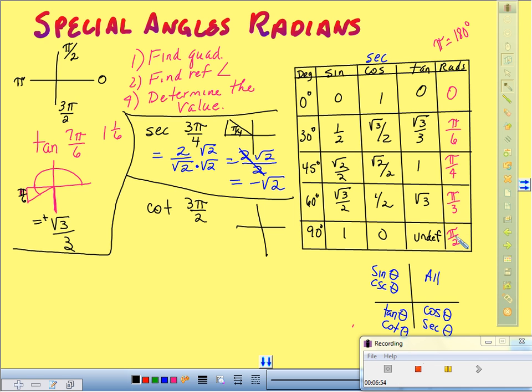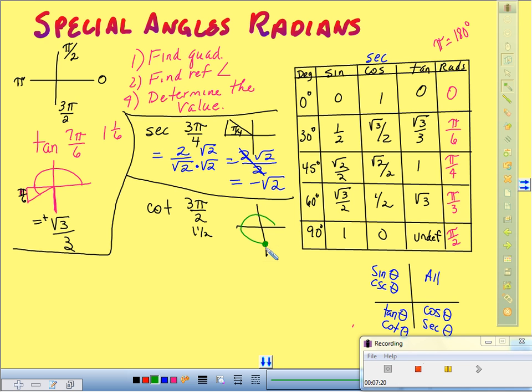3 pi over 2 is really the same thing as 1 1/2 pi's. So if I go to my chart here and I go 1 1/2 pi's around, that means I'm sitting here on the bottom quadrant line. I know it's going to be pi over 2, there's a 2 on the bottom. I can go over here to pi over 2 in the table, and if I'm doing cotangent, I have to first look up tangent. Well, it says tangent's undefined.